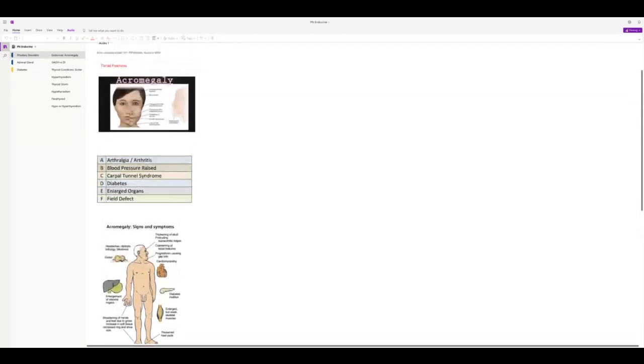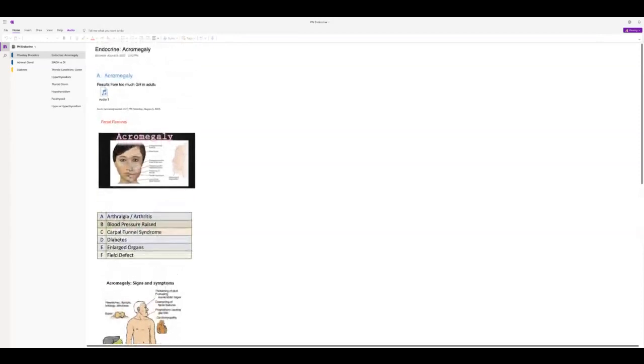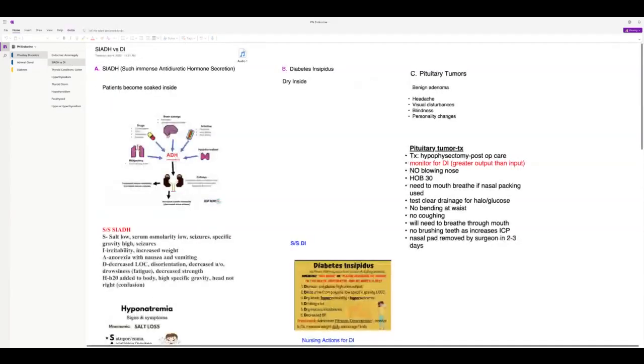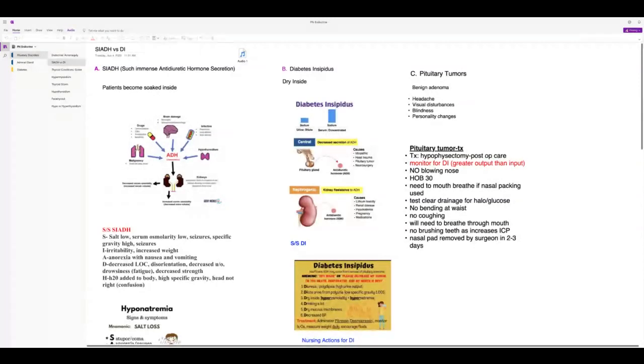Not really too much to talk about on acromegaly. It's just too much growth hormone in the body, and then it produces these features in patients. Now, I told you last exam that we're going to do SIADH and DI this time. Now, SIADH stands for Syndrome of Inappropriate ADH Secretion. Okay, so patients become soaked inside. What that means is the antidiuretic hormone. I always have to turn that around in my head because it's antidiuretic hormone, meaning they're not going to diurese.